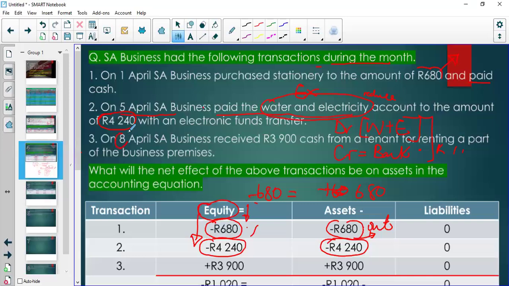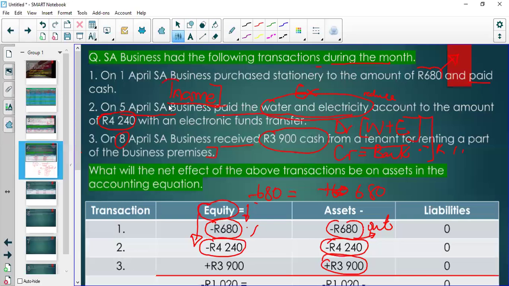Right, and then later on, we became lucky because we received 3,900. So our bank account increased by plus 3,900. We received from a tenant for renting a part of the business premises. So we received income. We also need to record that income, because sometimes we record income even though we haven't been paid. As long as we become entitled to that, it's our money. The agreement says you must pay us rent. So once it becomes due, we record that as income, whether it's paid or not.